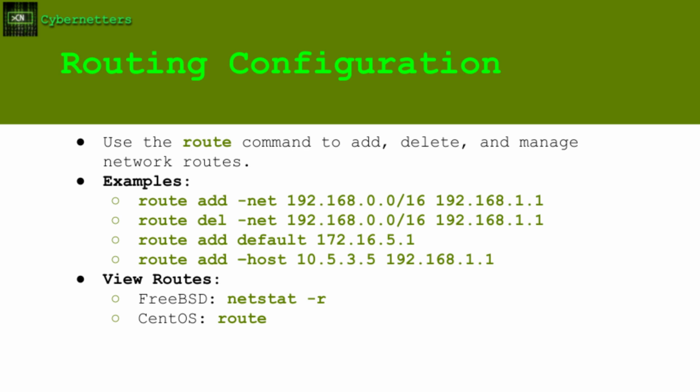Lastly, the route add host is a more specific route. Instead of routing an entire network, this one says if you need to just reach out to 10.5.3.5, send it to 192.168.1.1. And if you ever need to check your routing table, you can use the command netstat -r on FreeBSD or route on CentOS to see all the routes that your system knows about.